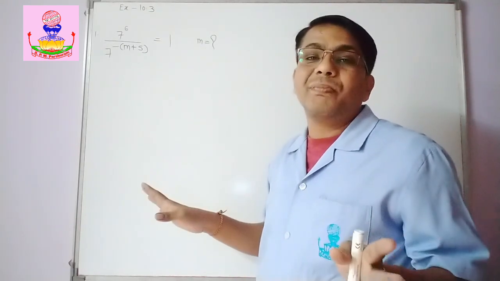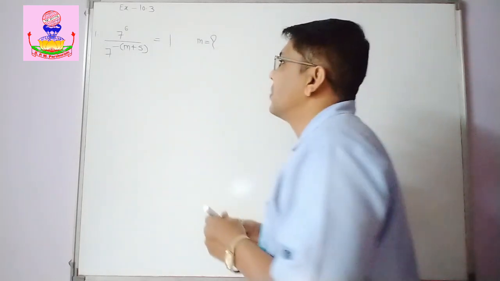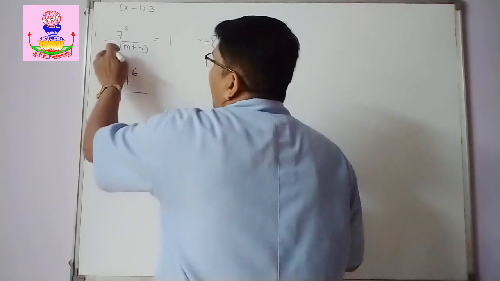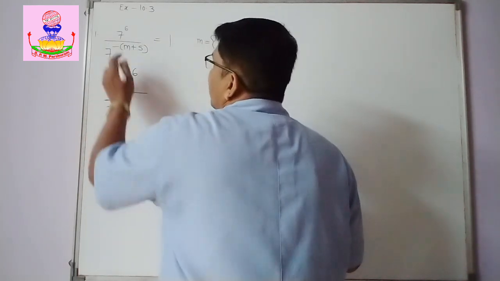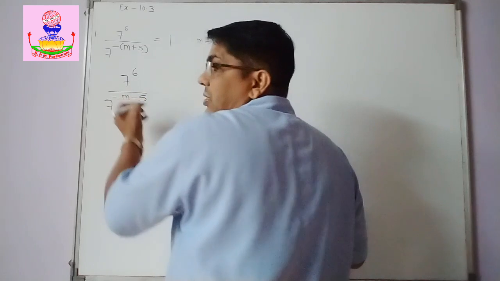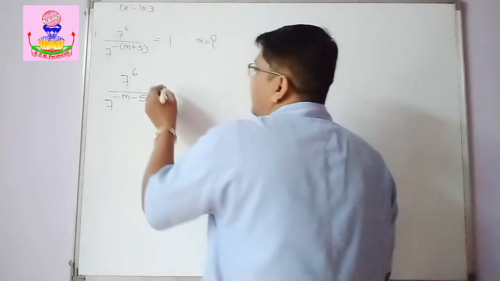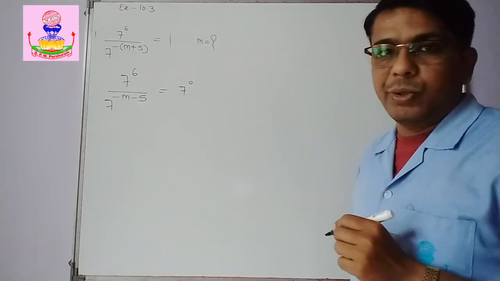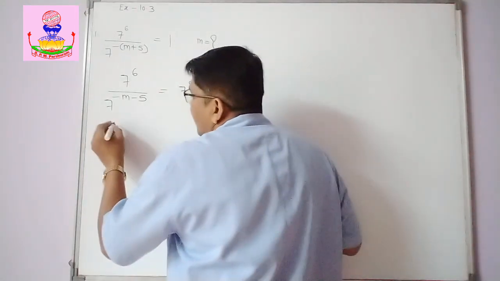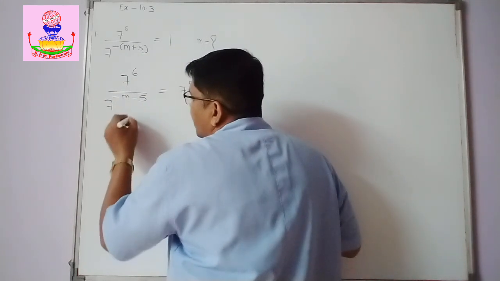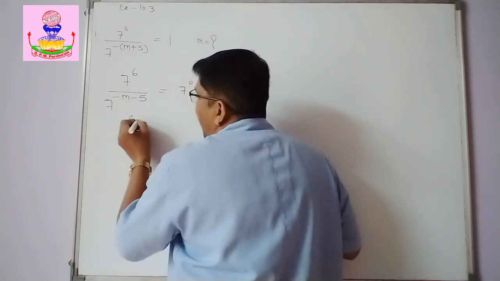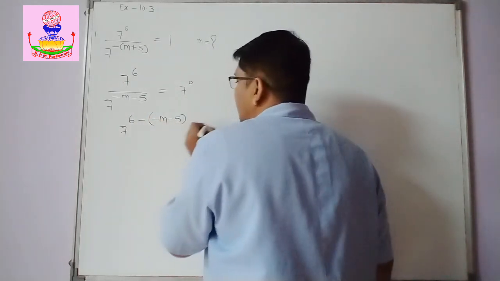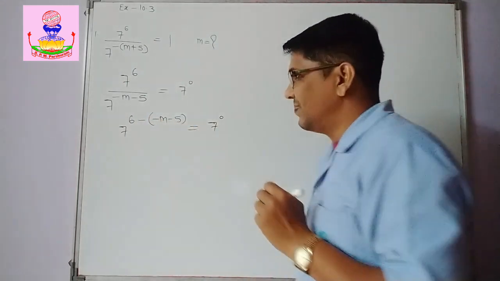Anything raised to 0 is 1. So 7 raised to 0 is 1. Okay, so 7 raised to 6 upon 7 raised to minus into plus minus, so minus m, minus into plus minus, so minus 5, right? And that is equivalent to 1, which means I will write it as 7 raised to 0. Okay, now I can use law of division. 7 raised to 6 minus into bracket minus m minus 5, that is equal to 7 raised to 0.